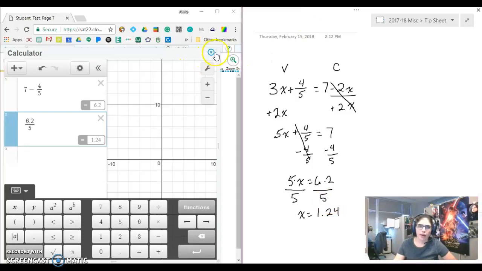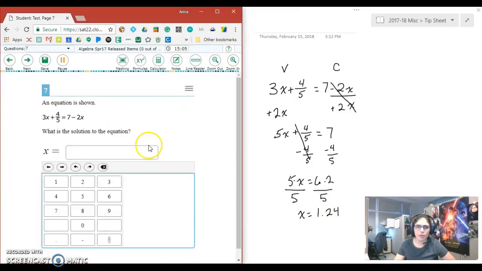Now I can do that for this problem because, like I said before, it's a terminating decimal. It ends after the 0.24. It doesn't keep going, so I don't have to round. And it's also because I type in my answer here. So I can write in 1.24, and that's my answer. I can submit that and I'm done.